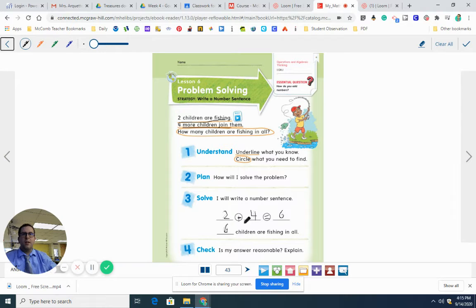Now the last part here is pretty important too. It says, check, is my answer reasonable? That means, does that answer make sense? Does 6 sound like an answer that could make sense? In here, I'd say, yeah, it does. If we were looking at this and we came up with an answer that said 2 plus 4 equals 16, I'd go, whoa, that last number seems really big. I think we should go back and check our work and see if there's anything else that we need to do. Can we draw circles or do some other strategy to check our work? But for here, that sounds reasonable.